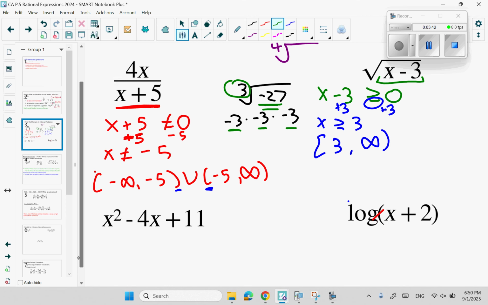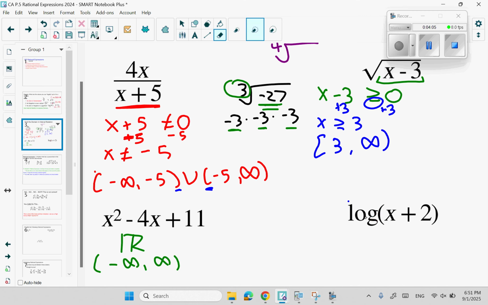Here we have the polynomial x squared minus 4x plus 11. There's no fractions. There's no radicals that are even, and there's no logarithm. So there's actually no restrictions here. So this would be all real numbers, or from negative infinity to positive infinity. There's no reason that this would cause an issue.